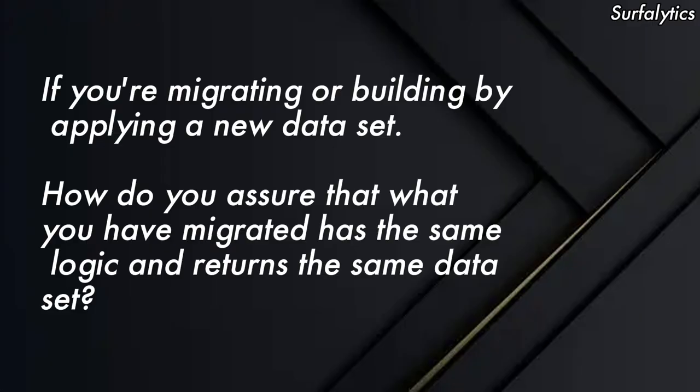If you're migrating or building by applying a new data set, how do you assure that what you have migrated has the same logic and returns the same data set? What do you mean, returns the same result if I run it twice? Because I need to know against what I should validate.